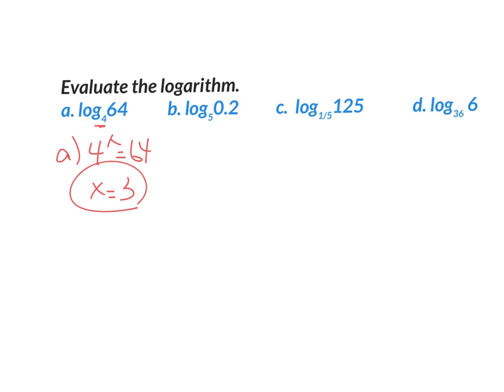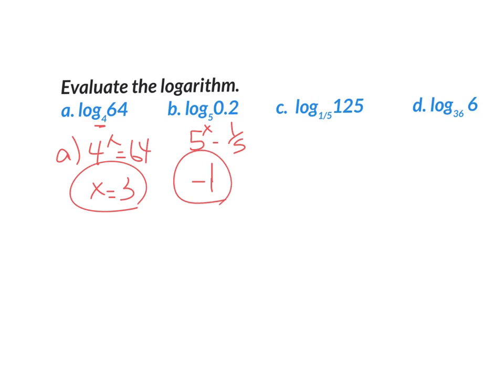On part B, it's asking you 5 to what power is 0.2. Now, don't forget this. 5 to some power is 0.2, but 0.2 is really 1/5, which means they just flipped it, so it's just negative 1. Negative 1, there we go.